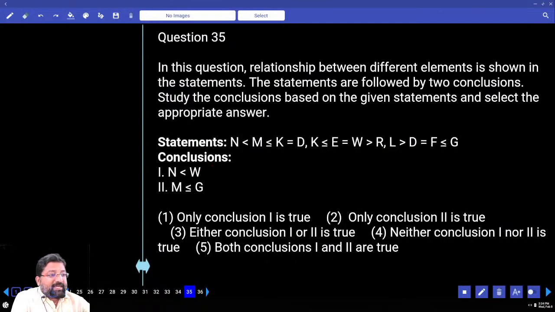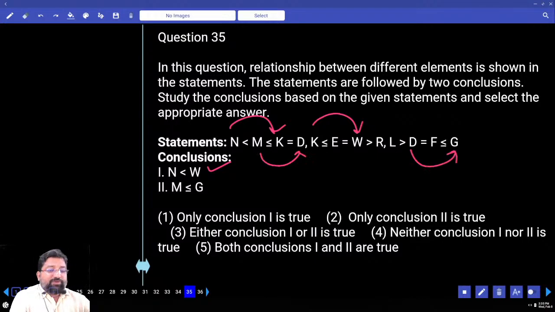Now, N and W. For N to W, I need to take the help of K. N to K, K to W. N less than K, K less than or equal to W. Definitely right, N less than W. Next, M to G. For M to G, I need to take the help of D. M less than or equal to D, D less than or equal to G. Right or wrong? Right. What's the answer? Both 1 and 2 follow.